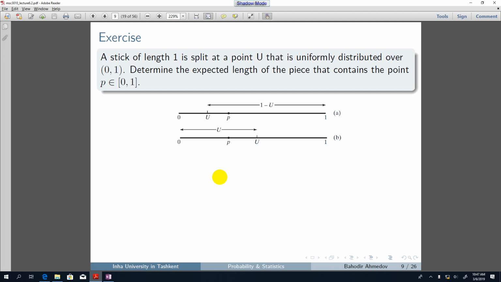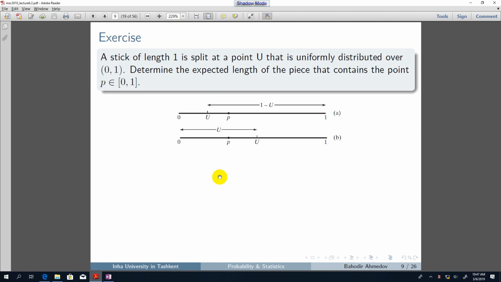So let's say we've got a stick with the length 1. We split this at some point u randomly. So there is some point p, it is given. Some point p is given, this is fixed. For example, this might be given like 0.3 or 0.5. It doesn't matter. So you're given this stick with some mark at some point.